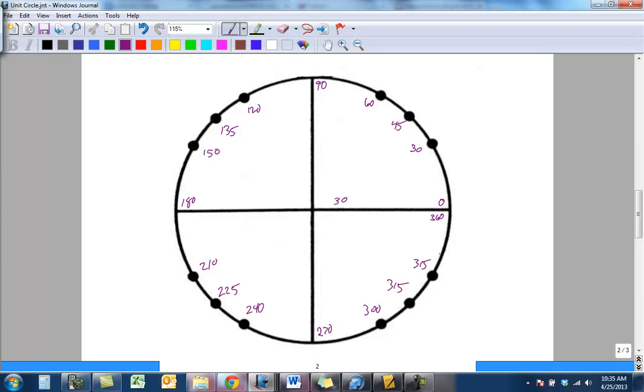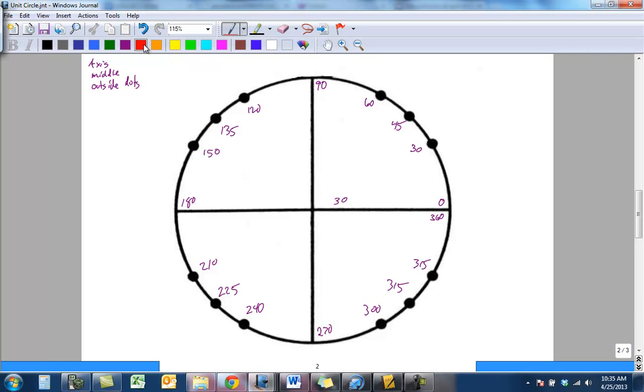Now, the pattern that we just did there, I started off with the axes. Then I went to the 45 dots, or the middle dots. Then I went to the outside dots. This is the pattern that I'm going to use to fill out this entire unit circle.